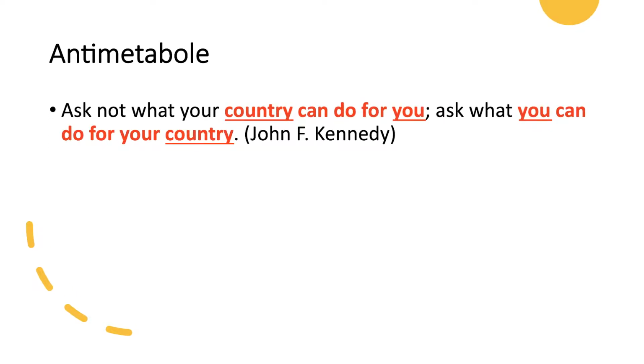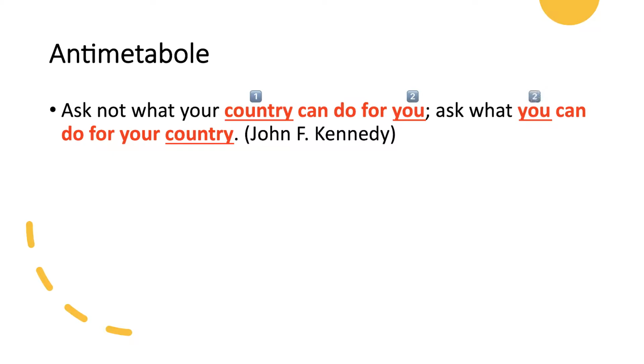Antimetabole is another example, and this is probably one that you're familiar with, although you probably didn't know the name. Ask not what your country can do for you, ask what you can do for your country. This is by John F. Kennedy. And of course, what John F. Kennedy was doing here is reversing the order of the first clause into the next clause. So we have ask not what your country, this is the first point we make, can do for you, second for you, and then we flip it in reverse order.